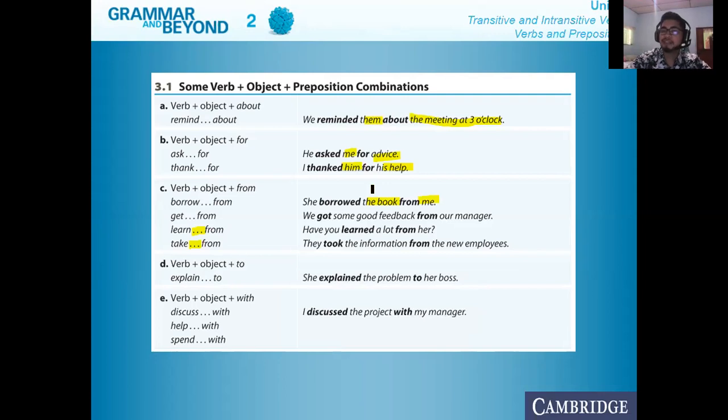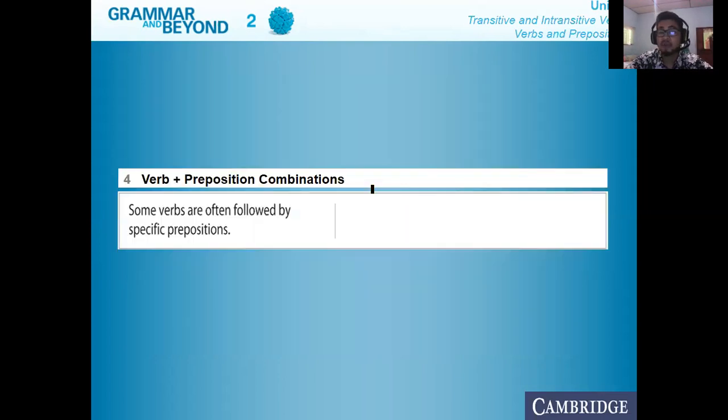Verb plus object plus with, we have discuss with, help with, and spend with. Like, I discussed the project with my manager. He helps her with the mail. Does she spend a lot of time with him? Okay, questions. So number 4, that is verb and preposition combinations. Some verbs are often followed by specific prepositions, like the ones that we saw. I always listen to my coworkers during meetings.